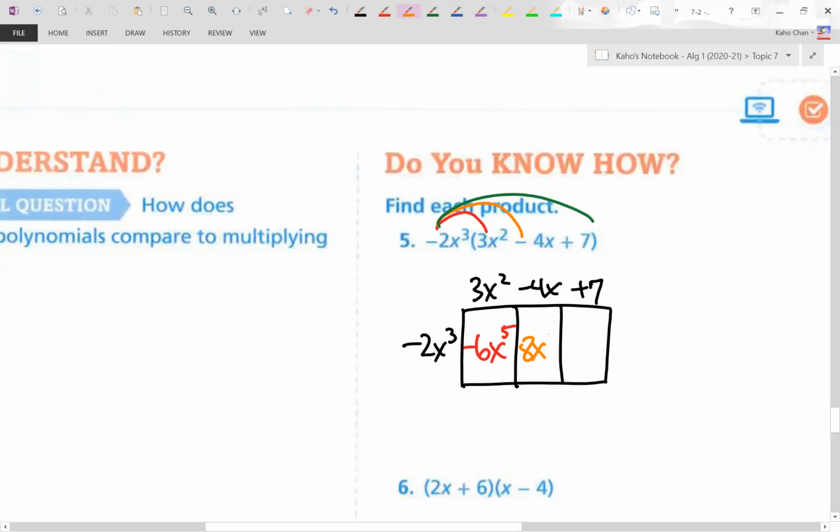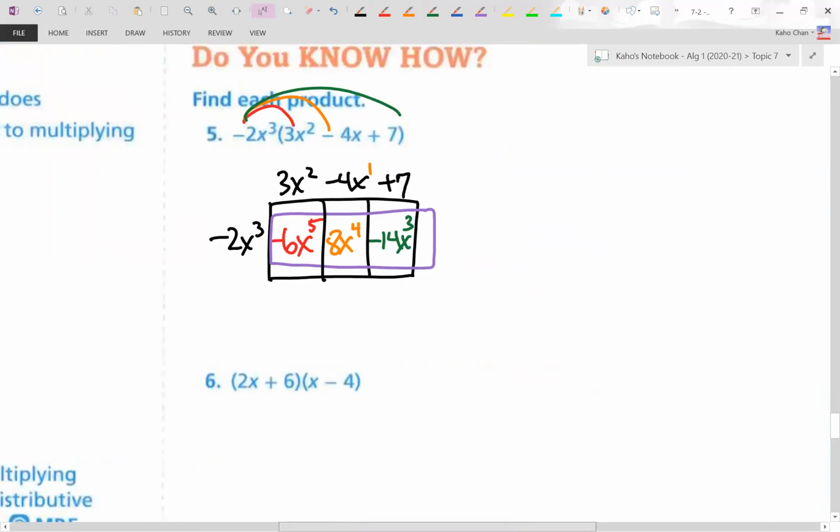X to the, not third, the fourth. There's an invisible 1 there. 3 plus 1 is 4. So be careful there as well. Finally, the last product, negative 2 times 7 is negative 14x to the third. And lo and behold, ladies and gentlemen, that is your answer right there. Yay.